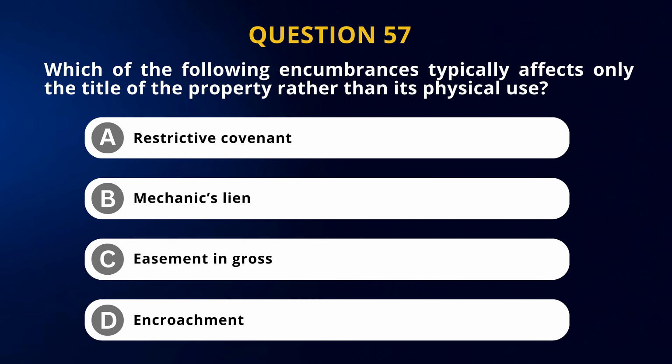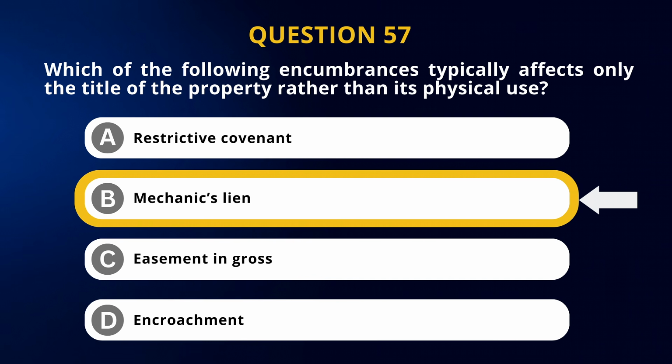Question number 57. Which of the following encumbrances typically affect only the title of the property rather than its physical use? Letter A, restrictive covenants. Letter B, mechanics lien. Letter C, easement in gross. Letter D, encroachment. And the answer is letter B, mechanics lien.